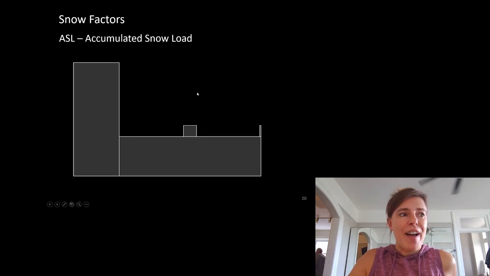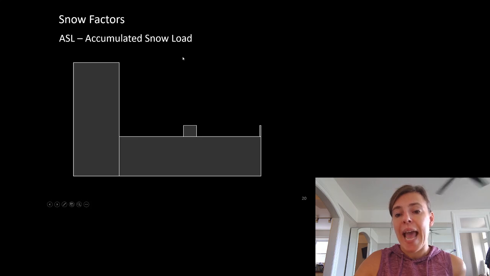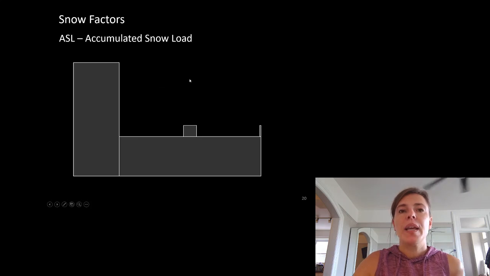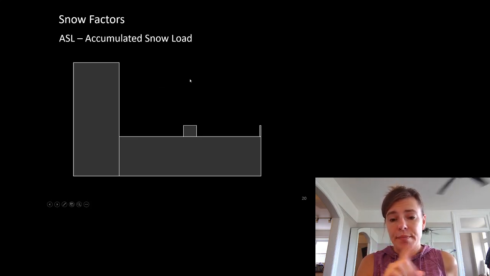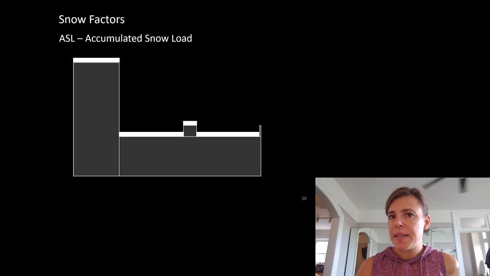We talked about the other factors. And then we have our accumulated snow factor, or our CA, accumulation factor. You are going to use 1. You are not going to have to design this. It's beyond the scope of this course, but I want you to understand why it exists.